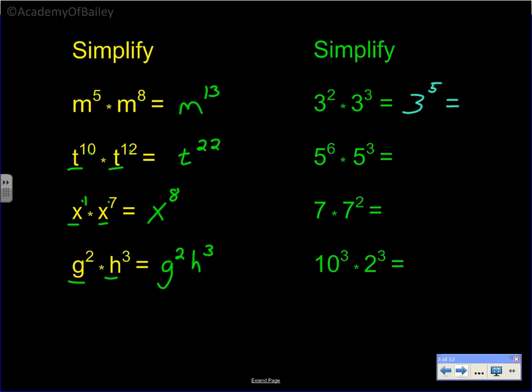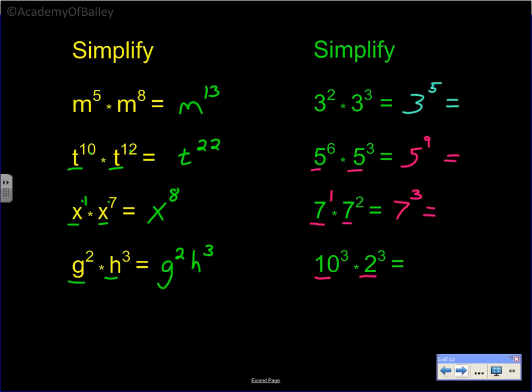Looking here on the right side, 5 to the 6 times 5 cubed, they have the same base of 5, and 6 plus 3 is 9. 7 to the 1st times 7 squared, they have the same base of 7, add the exponent, 7 cubed. And then on the bottom, 10 cubed times 2 cubed, they do not have the same base, so you cannot do anything there. So now we need to come up with solutions here.